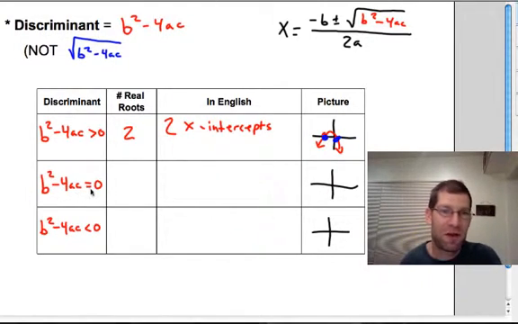If instead b squared minus 4ac equals 0, then if we go back to our quadratic formula, we have the square root of 0, which just is 0. So negative b plus 0 divided by this gives you one answer. Negative b minus 0 divided by that gives you the exact same number. So the number of real roots is just going to be 1. That's going to be the situation where your parabola's vertex is on the x-axis. It could open up, could open down, but you're just going to have one spot where it touches. So then we have one x-intercept.